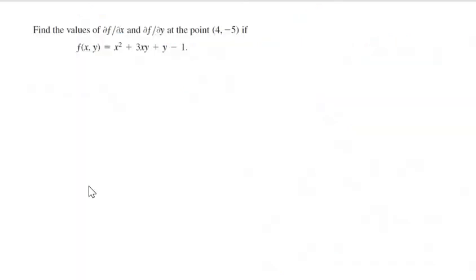This question is taken from Thomas' Calculus, chapter 14. So this is the multivariable function. We are asked to find the partial derivative with respect to x and the partial derivative with respect to y. So we'll start with the partial derivative of f with respect to x. We know when we do partial derivative with respect to x, we keep y constant.